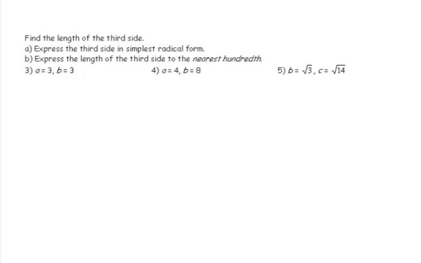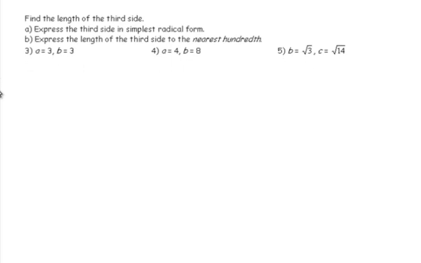Now, we add into this the phrase "in simplest radical form and to the nearest hundredth." As we do this, we're going to want to have a calculator at hand. So here again, as we look at the first example, I'm going to draw a picture. When I draw this picture, I notice A and B, which are the legs, are both 3 and 3. That's going to be an isosceles triangle, but I don't know C.